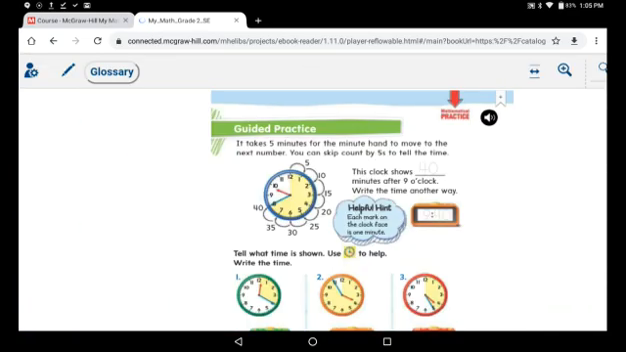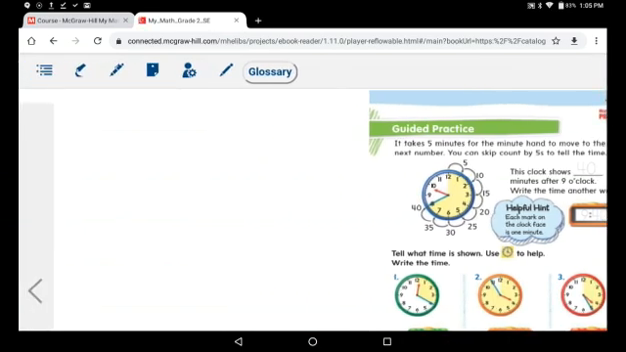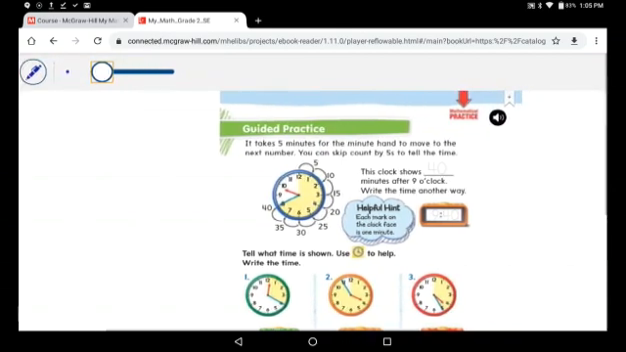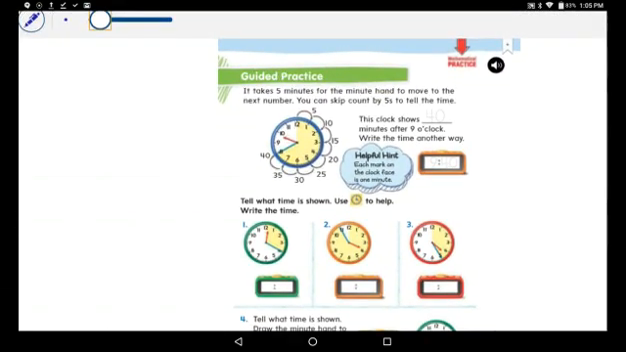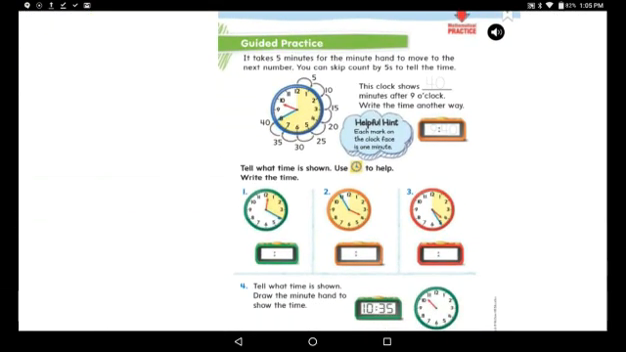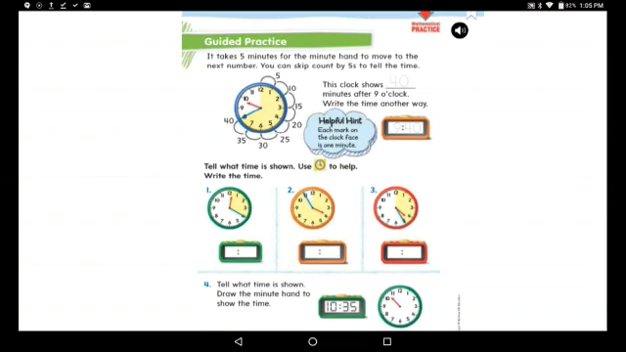Going to the next page. Okay, now I will read for you. It takes 5 minutes for the minute hand to move to the next number. You can skip count by 5s to tell the time. This clock shows 40 minutes.